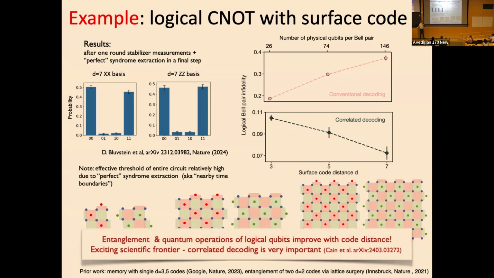And so another thing is basically this, this is important. It's just one operation. So in principle, of course, we need to do it repeatedly and keep measuring these stabilizers and so on. So this is not a complete circuit, it's just one element. But importantly, one can see that this entanglement and quantum operation of logical qubits improve with code distance, and the fact that this correlated decoding is important is actually very significant. We discovered it basically out of necessity because it didn't work out, and we now realize it's a very, very important feature.